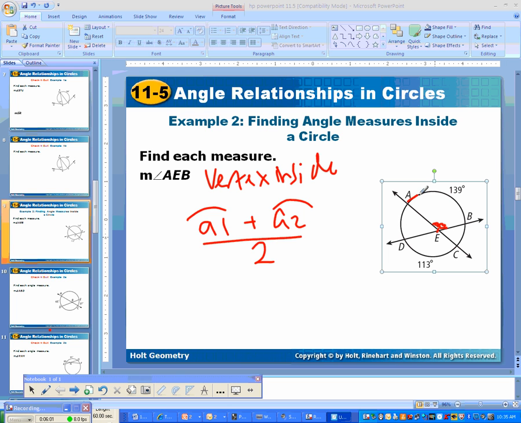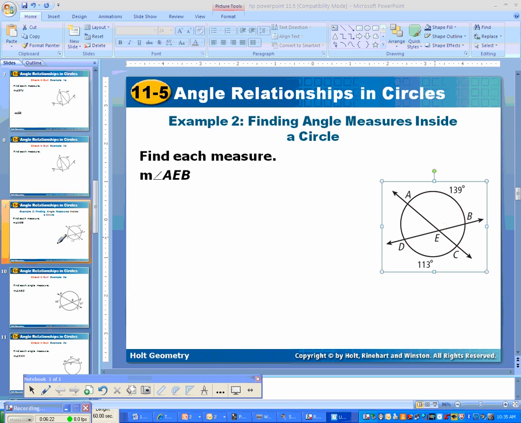One arc that's across from it is 139 degrees. The other arc that's across from it is 113 degrees. Add them up, divide by 2, and that's going to be your answer. The other type of question I could ask you is, I'm not going to ask you for the angle, but for an arc. So we have to work backwards, but we're still going to use the same formula.